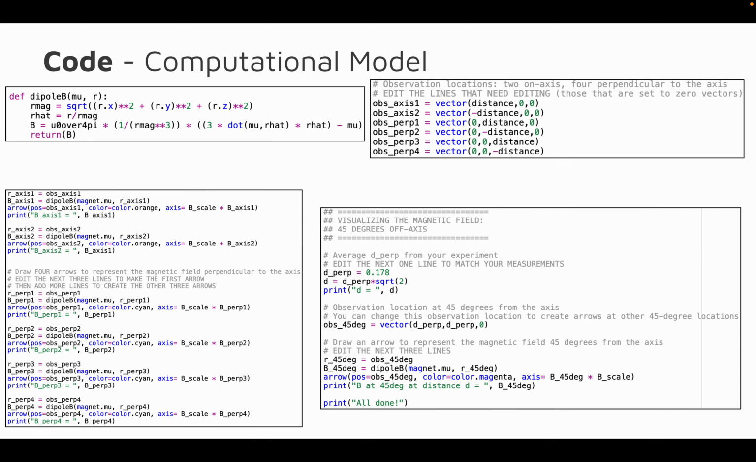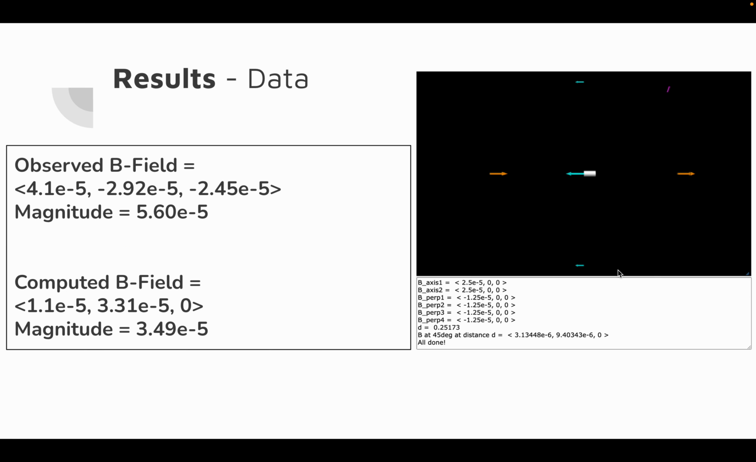For the code in our computational model, first we made this function to find the dipole moment. We found that, and then we had our observation locations that we set. Over here we had our arrows to represent magnetic fields, which we'll see later in our conclusions. And to also visualize the magnetic field at some random location, which happened to be 45 degrees off axis, we made another arrow, and again, we'll see all of this in a moment.